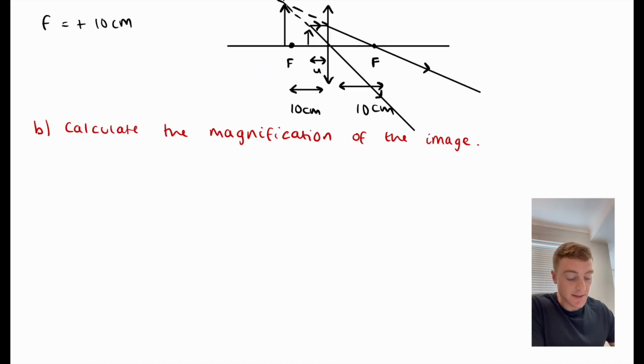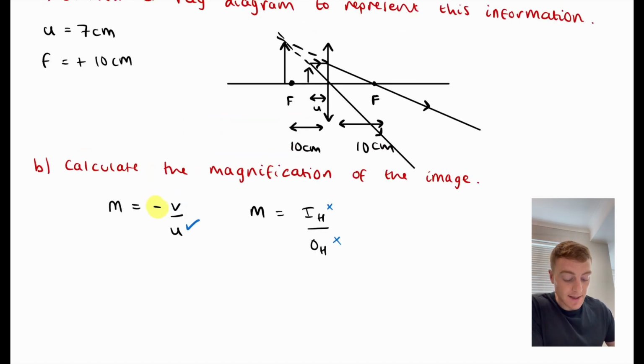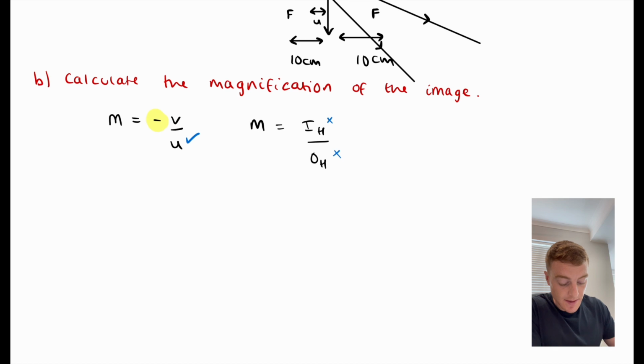Okay, so next the question says, calculate the magnification of the image. Well, again, I know I have two formulas for magnification: M equals minus V over U. Again, let's not forget the negative sign. And M is equal to image height over object height. Now in the question, I'm given U. I'm not given image height and I'm not given object height. So I'm going to have to use the formula on the left. In order to use that, I need to find V. So I need to use the lens equation: 1 over F is equal to 1 over U plus 1 over V.